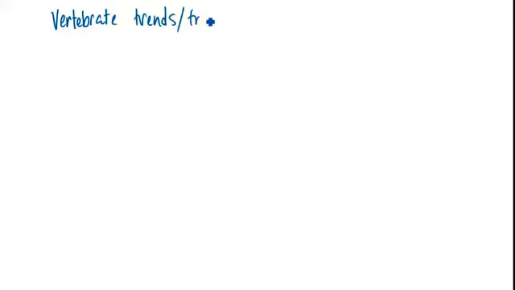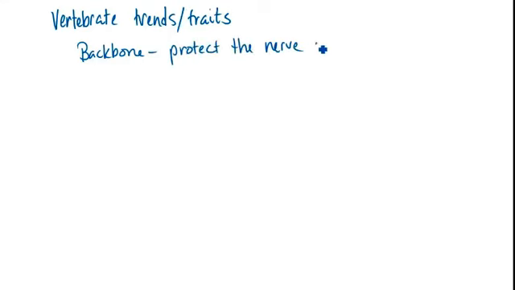So these would be traits that some vertebrates have and some vertebrates may not have. So let's start with the backbone. The backbone's main job is to protect the nerve cord. So with bones, we call these bones our vertebrae, and they're part of our skeleton.